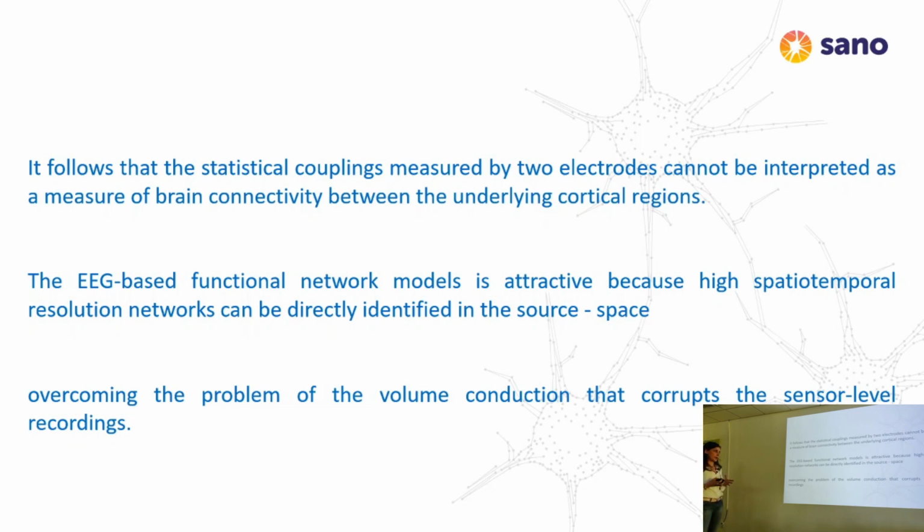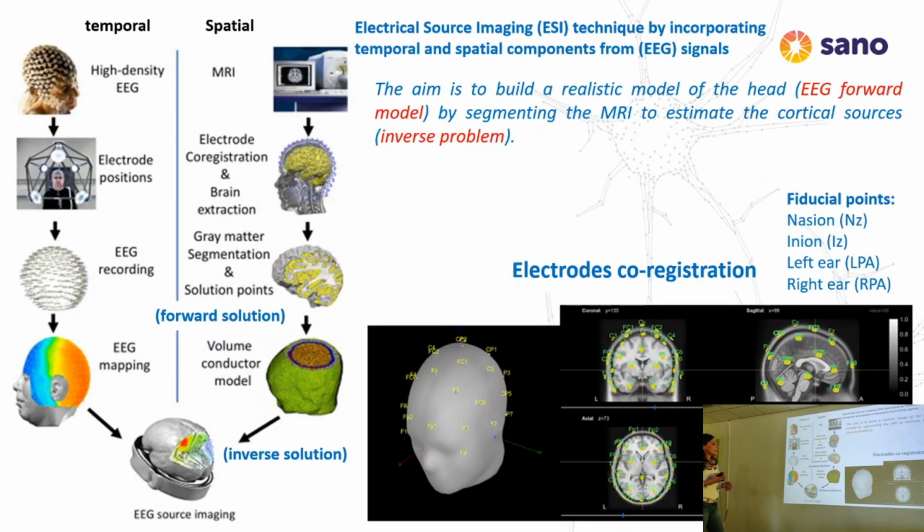And source imaging is attractive because a high spatiotemporal resolution network can be directly identified in the source space, overcoming the problem of volume conduction that corrupts sensor-level recordings. And we can use EEG as an electrical source imaging technique by incorporating temporal and spatial components from the EEG signal.